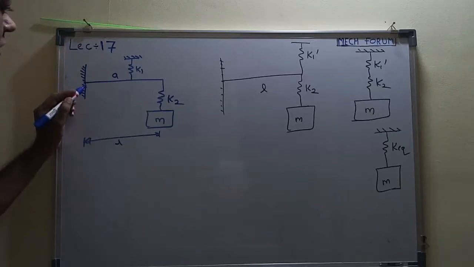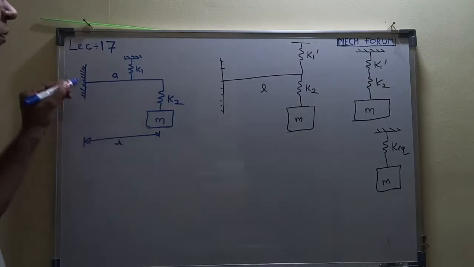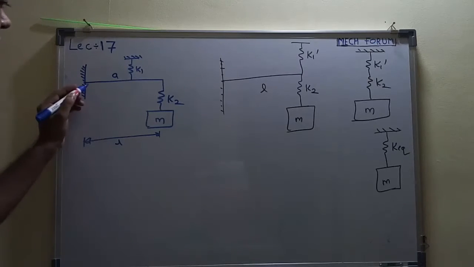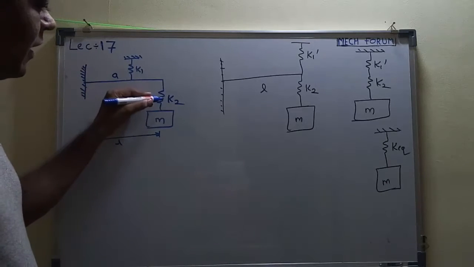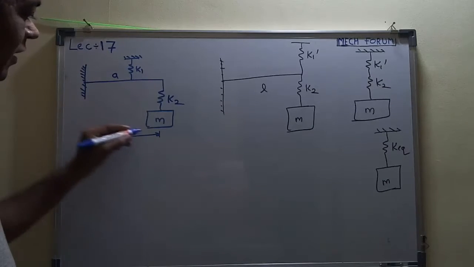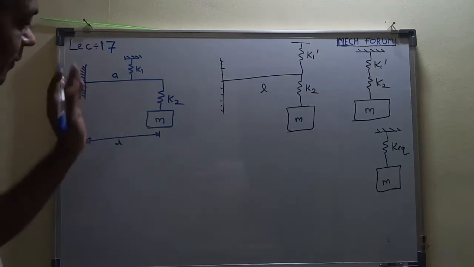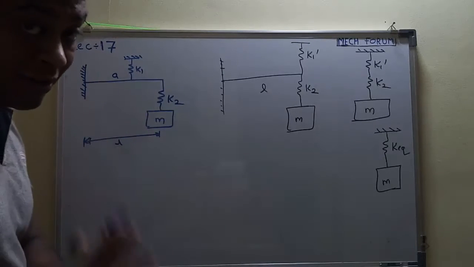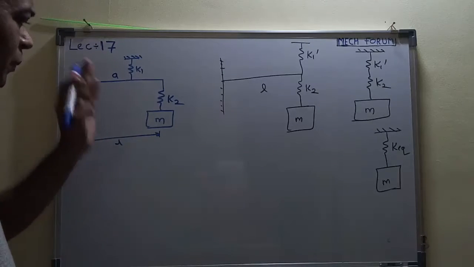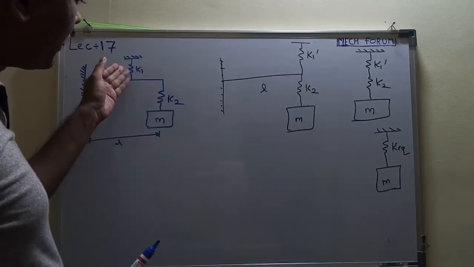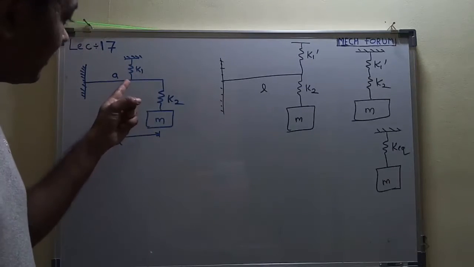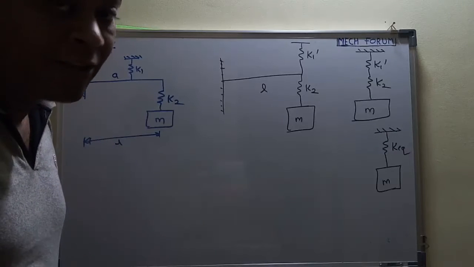What is the question? This is a beam which is massless of length L. Spring K1 is attached at a distance of A and K2 is attached at a distance of L with mass M. Same kind of numerical we have solved earlier also. Now how to proceed? Just like the previous one, we have to shift this spring to the end so that it can become a springs in series combination.